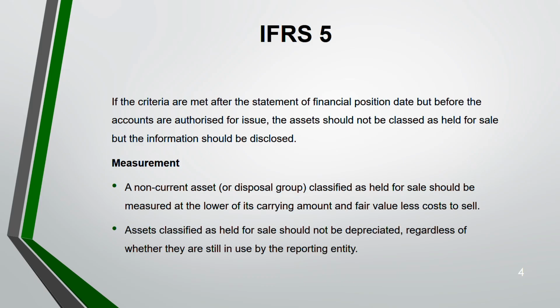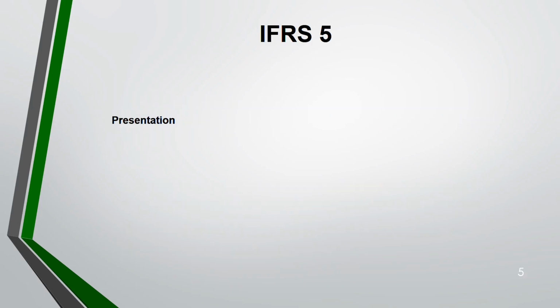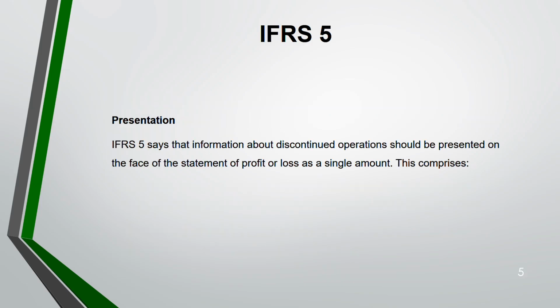An asset classified as held for sale, you will not depreciate, because it becomes a current asset now. It doesn't matter whether you are still using that asset in the organization or not. You will not depreciate it. Now, how do you present? IFRS 5 says information about discontinued operation can be presented on the statement of profit or loss as a single amount. This comprises profit or loss from discontinued operation. You will often see in your profit and loss statement one line that says profit or loss from discontinued operation, and often this line comes after profit or loss from continuing operation. Remember, whenever you have a discontinued operation, you have to present profit or loss from continuing operation and discontinued operation separately.